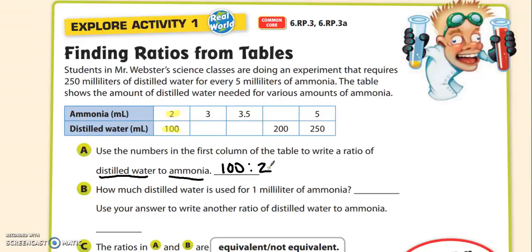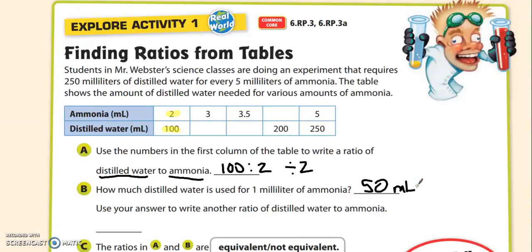Question B reads, how much distilled water is used for 1 milliliter of ammonia? Write your answer. Use your answer to write another ratio of distilled water to ammonia. What they're asking you to do is basically find the unit rate. Instead of 100 mL for 2 mL of ammonia in the first column, figure out 1 mL of ammonia. If you divide both of these terms by 2, you would get 50 and 1. So for B, the correct answer is 50, and you should put the label there, 50 mL. The correct way to write the label is small m, capital L.